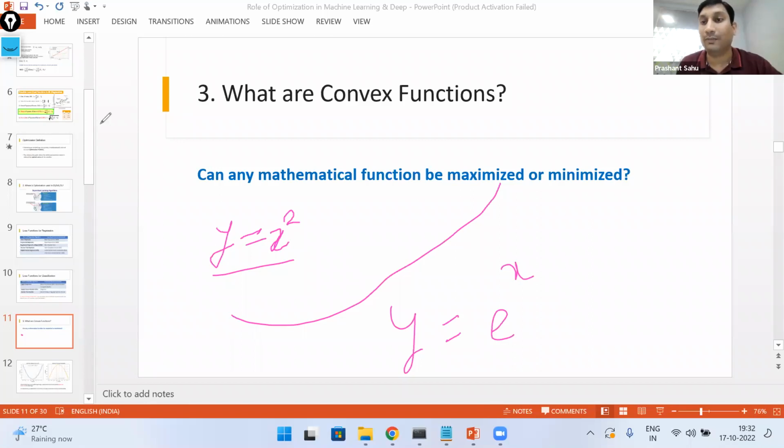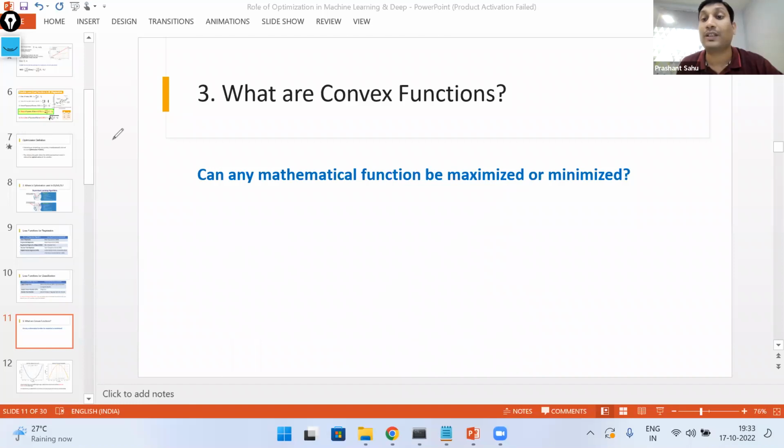So that should be very clear by now. Okay, not every function. That is the reason we are discussing possible loss functions, because those loss functions should have maxima or minima. That is the important thing.